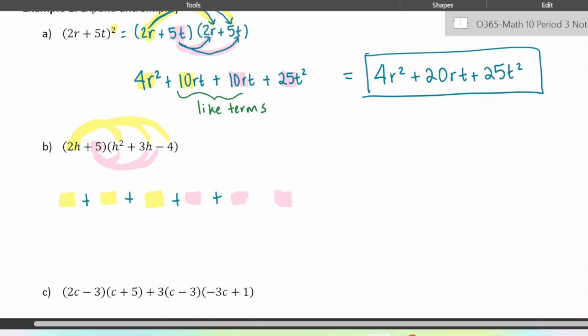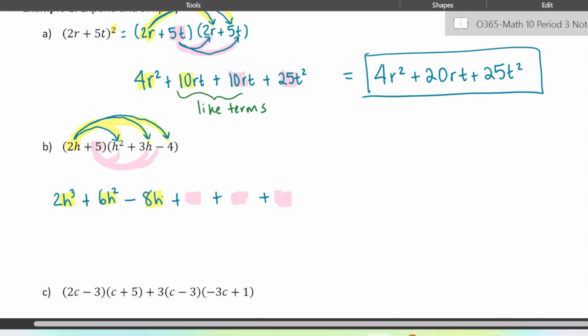Possibly some of them will be like terms that we can combine. We'll see. Okay, let's do the yellows first. So 2h times h squared, so that will be 2h cubed, because I have 3 h's altogether in that multiplication. Here we'll have 2h times 3h, so 2 times 3 is 6, and h times h gives me h squared. And finally, 2h times negative 4. So I'm actually going to change this to a negative sign because it'll be negative 8h.